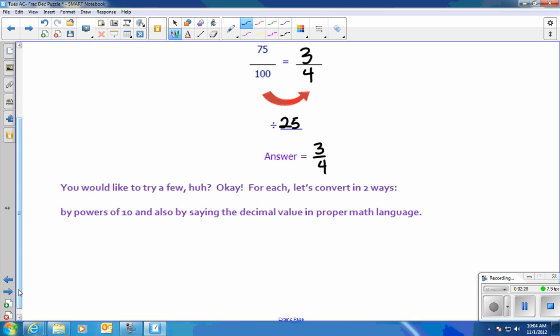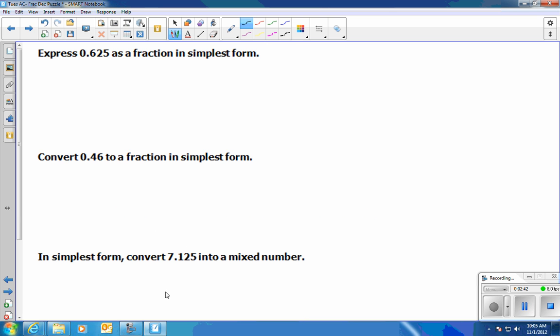So also, another way that you could do this is by being able to say the fraction or the decimal in words. This is 75 hundredths. Because it's hundredths, it should have 100 on the bottom. So do you have to put it over 1 every time? Well, no. The reason it works is because we do it that way. But I'm not really expecting you to go to that step every single time.